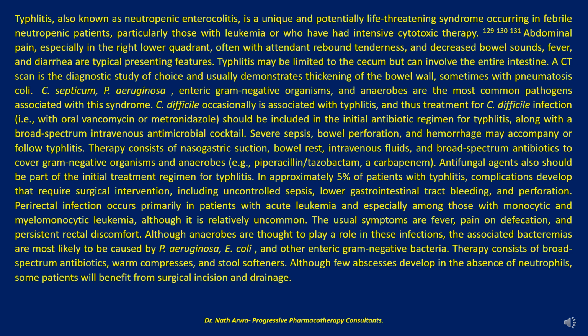Perirectal infection occurs primarily in patients with acute leukemia and especially among those with monocytic and myelomonocytic leukemia, although it is relatively uncommon. The usual symptoms are fever, pain on defecation, and persistent rectal discomfort. Although anaerobes are thought to play a role in these infections, the associated bacteremias are most likely to be caused by Pseudomonas aeruginosa, Escherichia coli, and other enteric gram-negative bacteria. Therapy consists of broad-spectrum antibiotics, warm compresses, and stool softeners. Although few abscesses develop in the absence of neutrophils, some patients will benefit from surgical incision and drainage.